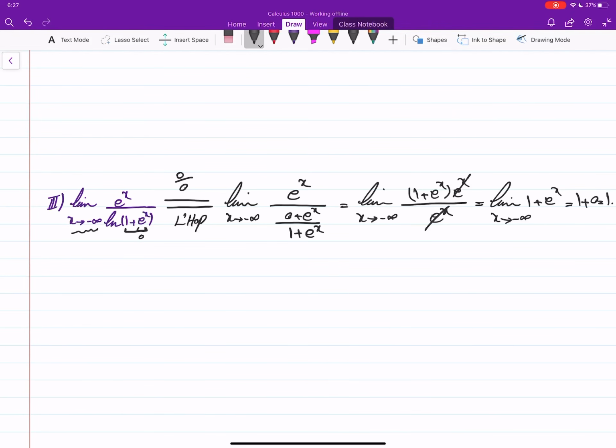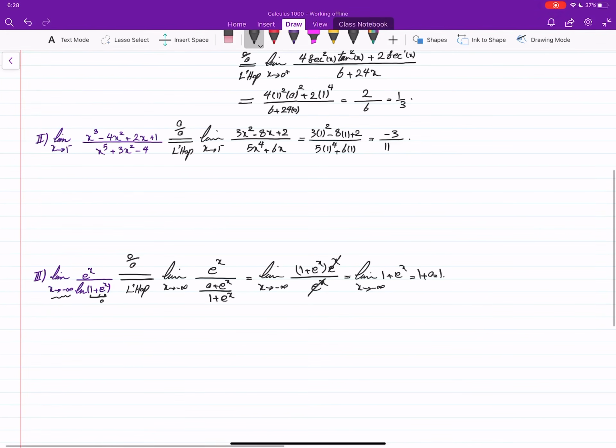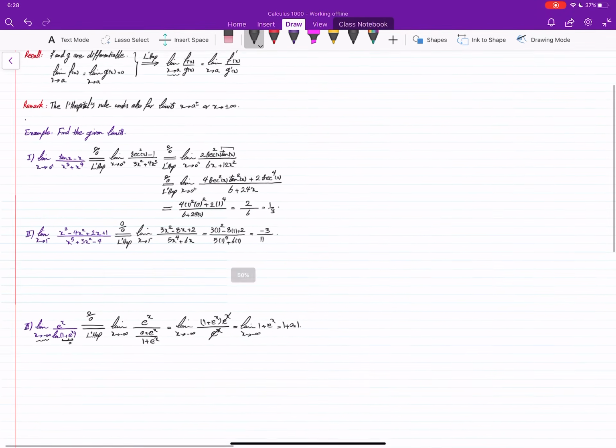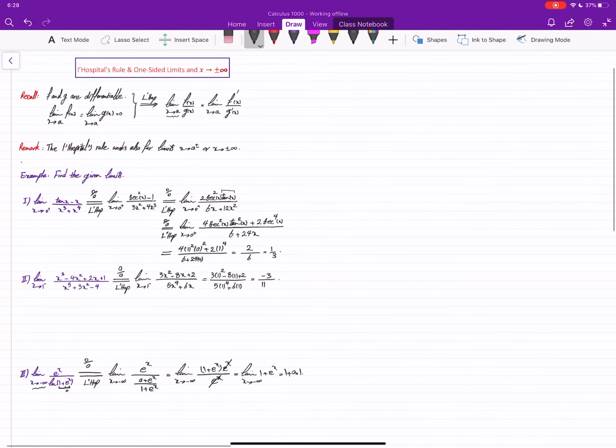So L'Hopital's rule can be applied when you have a one-sided limit or a limit at infinity, and the conditions of L'Hopital's rule are satisfied, meaning that we have an indeterminate form of type 0 over 0, then you can go ahead and use L'Hopital's rule.